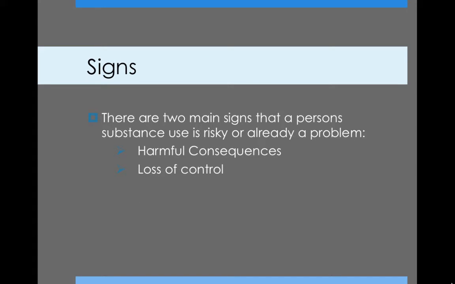There are 2 main signs that a person's substance use is risky or already is a problem. One being harmful consequences, and these range from something as small as being hungover to something a lot more severe, such as being homeless. And these consequences build up over time. When you start drinking, you're not all of a sudden going to be homeless, but over time, that could potentially happen. And then there's a loss of control. Someone may be aware that there's a problem, but they can't say no to a drink. This is when they really need to find help and to really gain control of their lives and be able to say no to a drink.